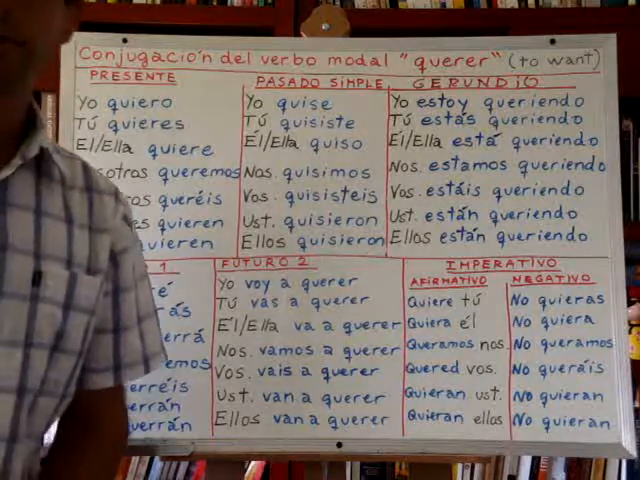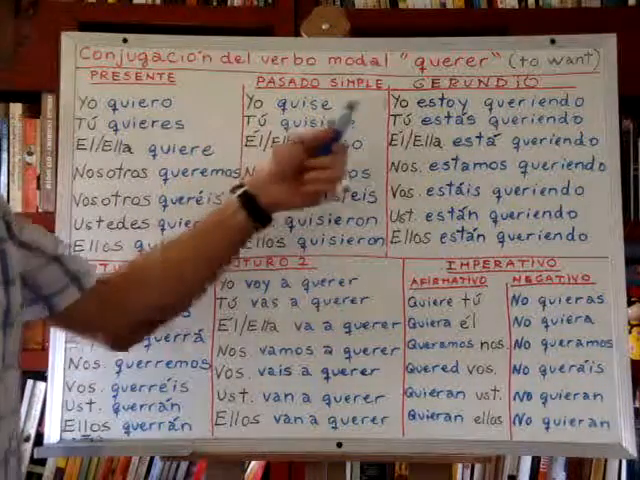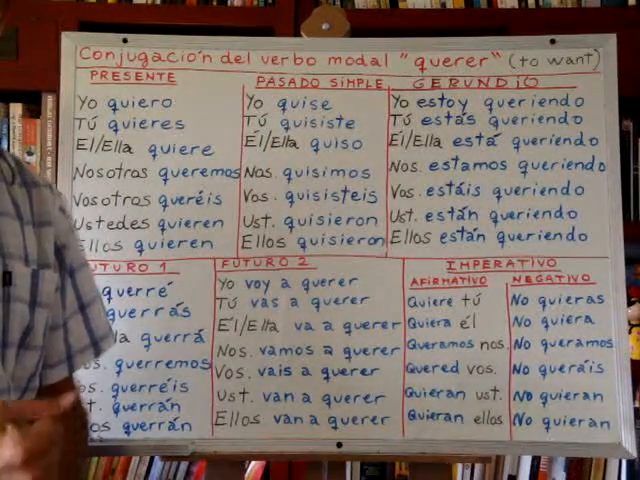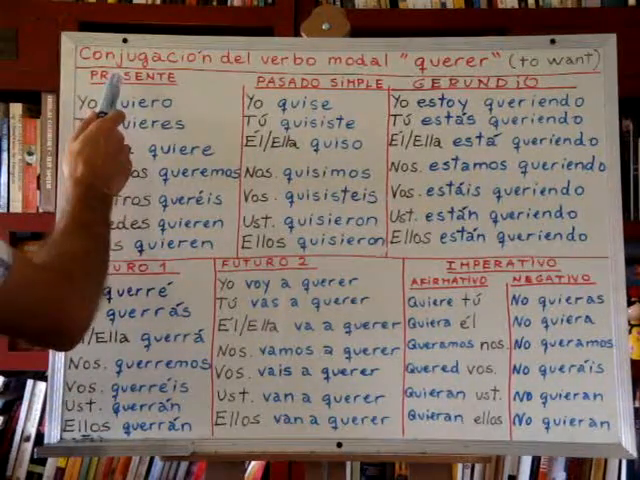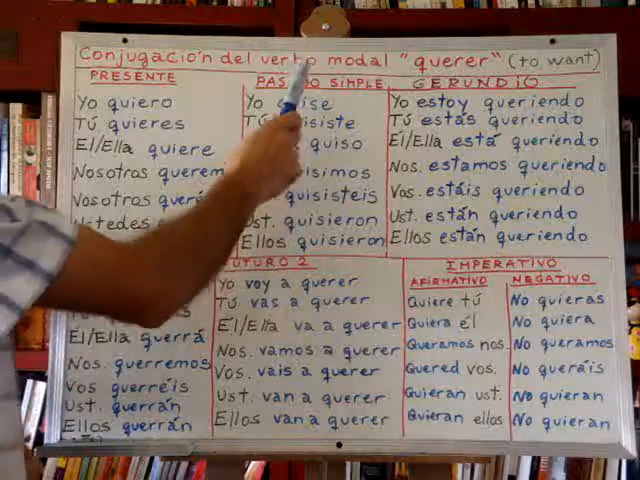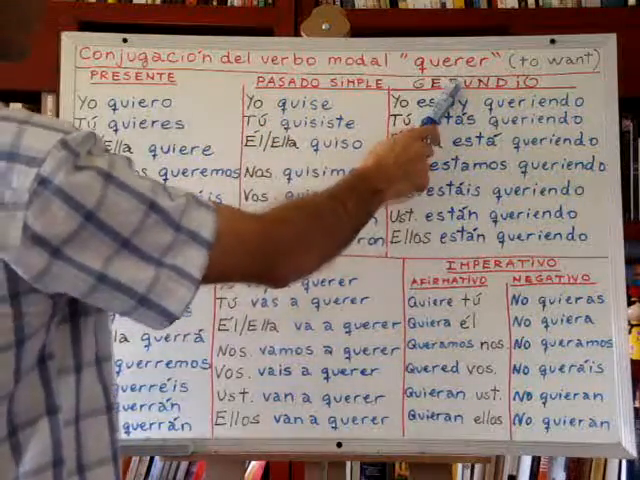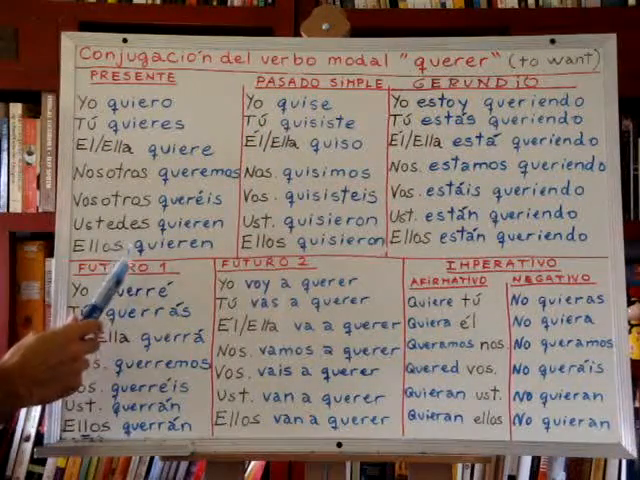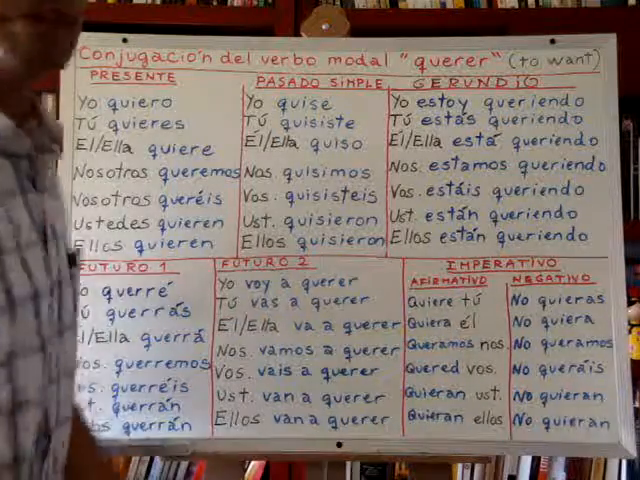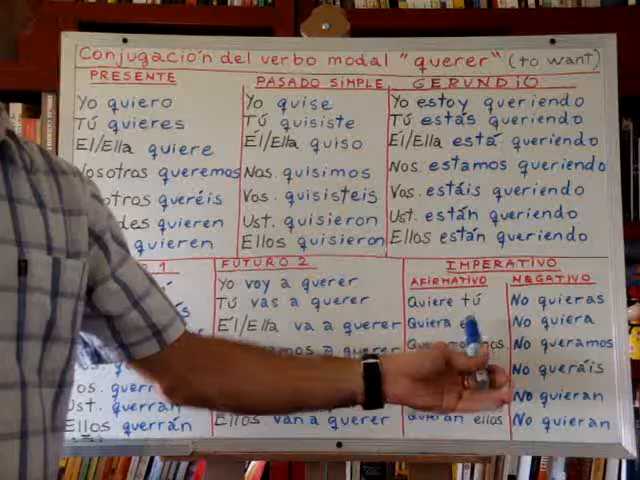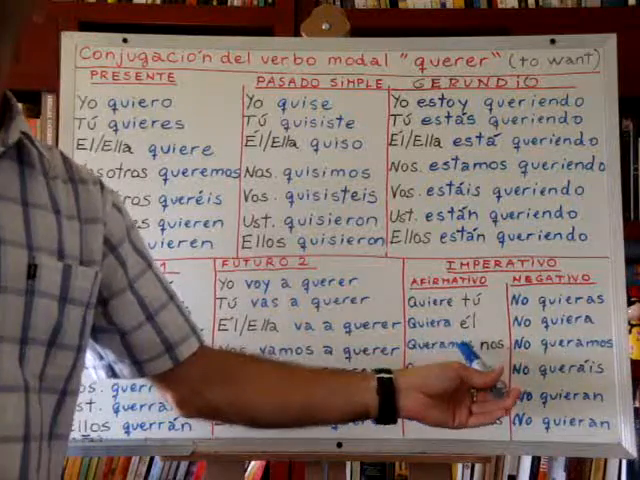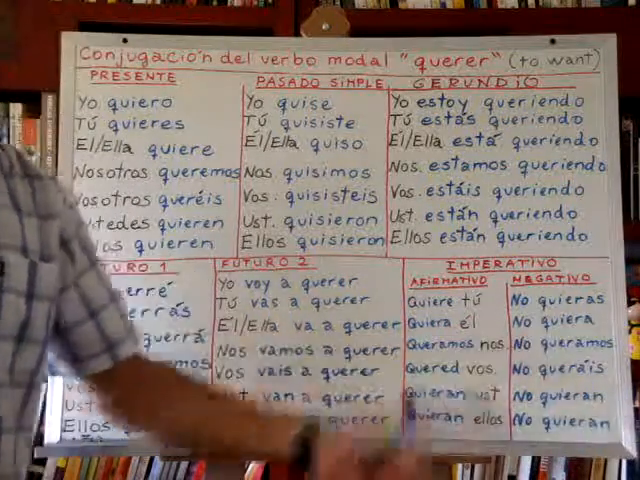It is an irregular verb, so that's why we are dedicating one class for this verb, okay? We will learn the present tense or simple present, simple past, the present continuous, the future, and the imperative, okay? In Spanish we have different conjugation for the imperative in the affirmative and for the imperative in the negative, so we will see that.